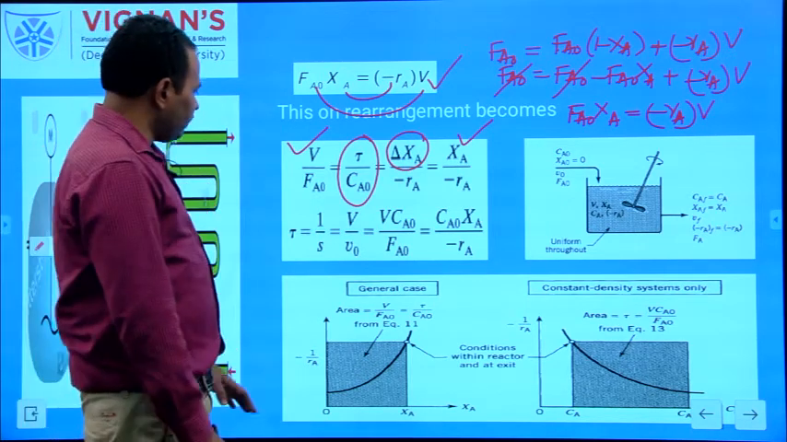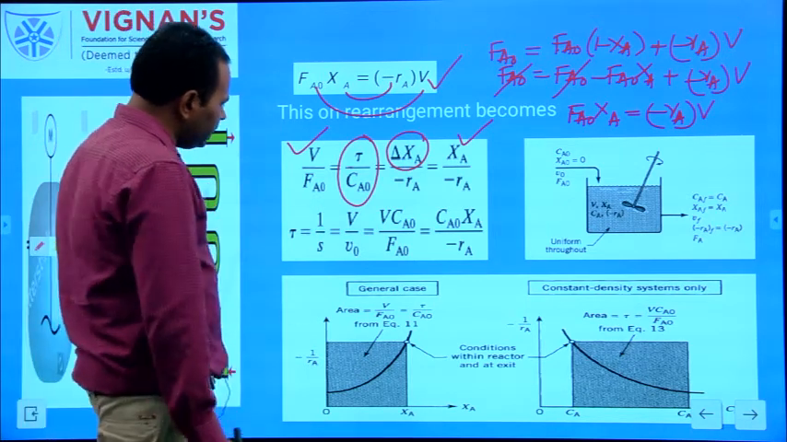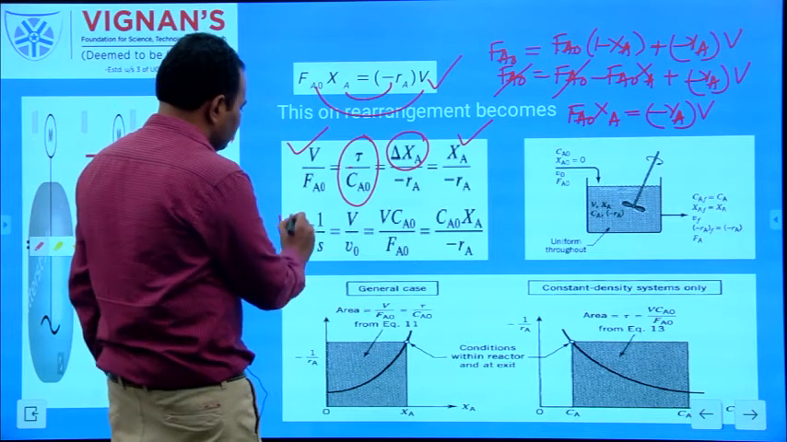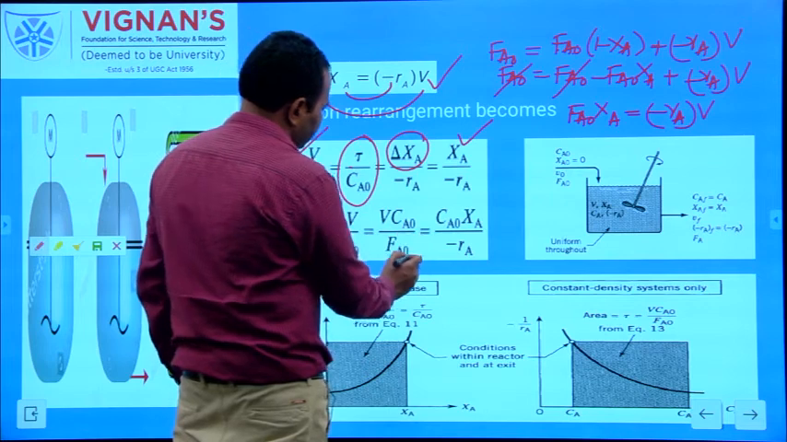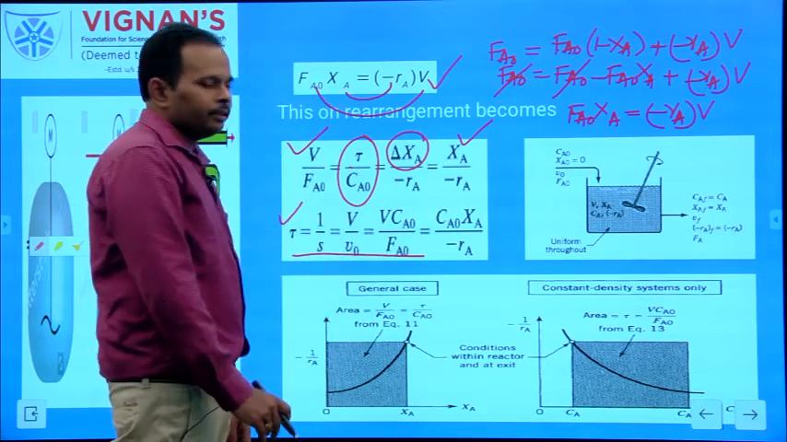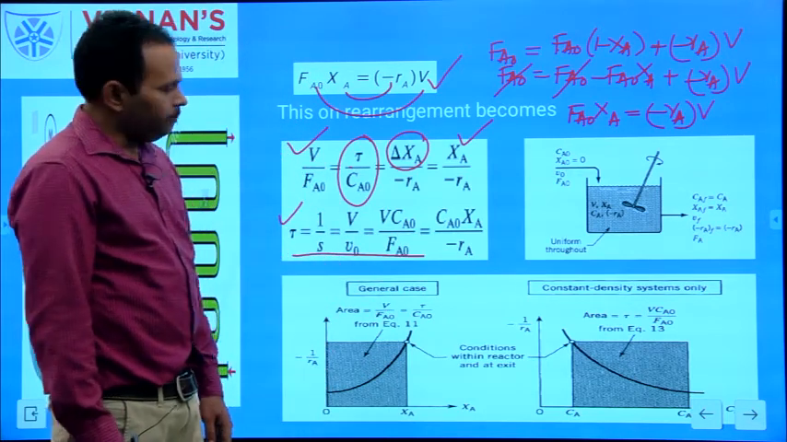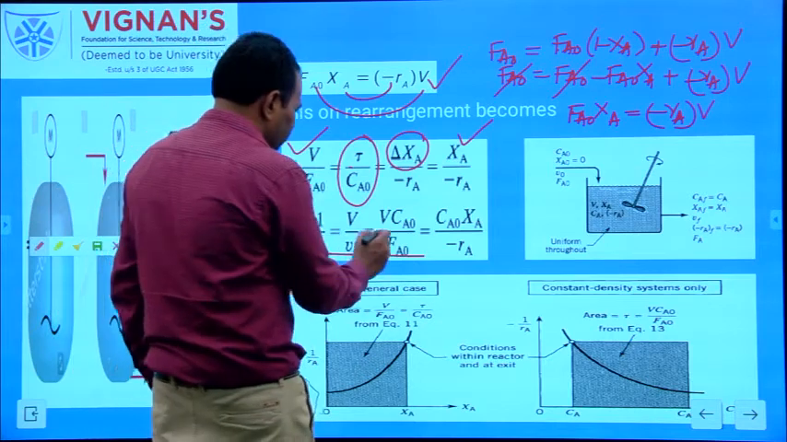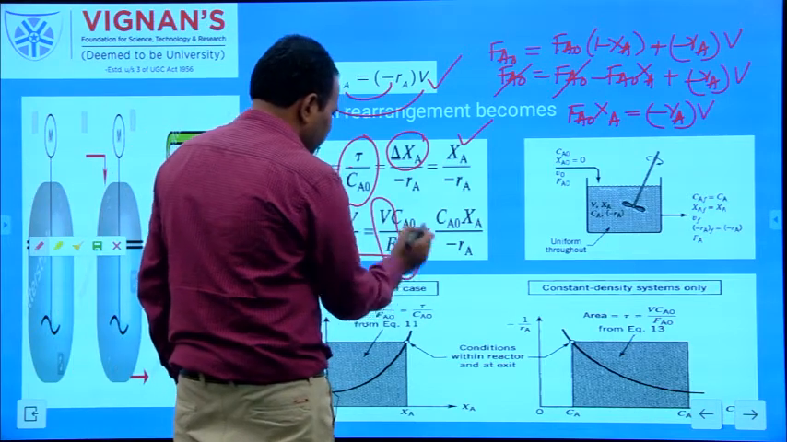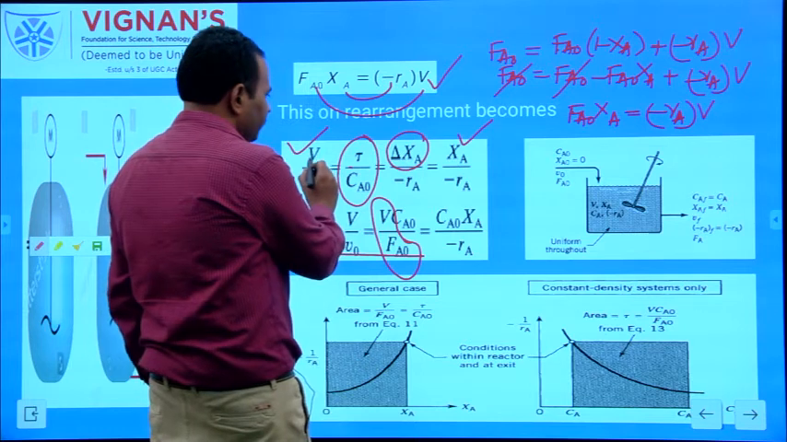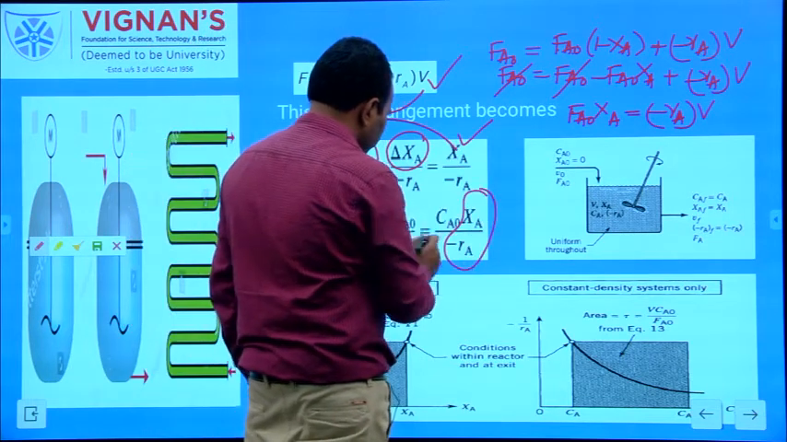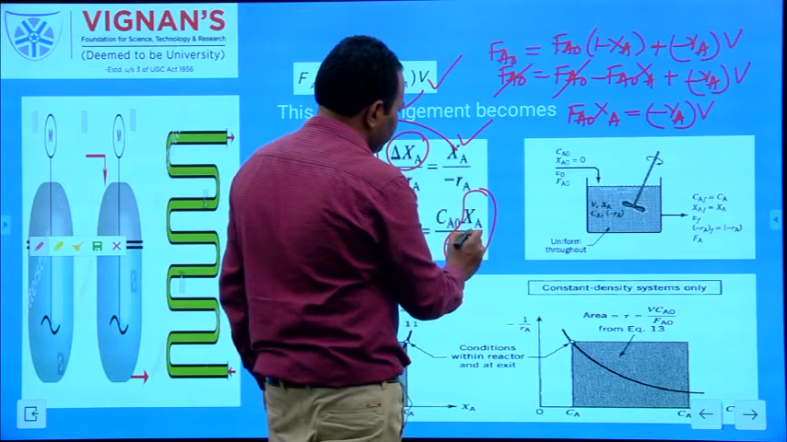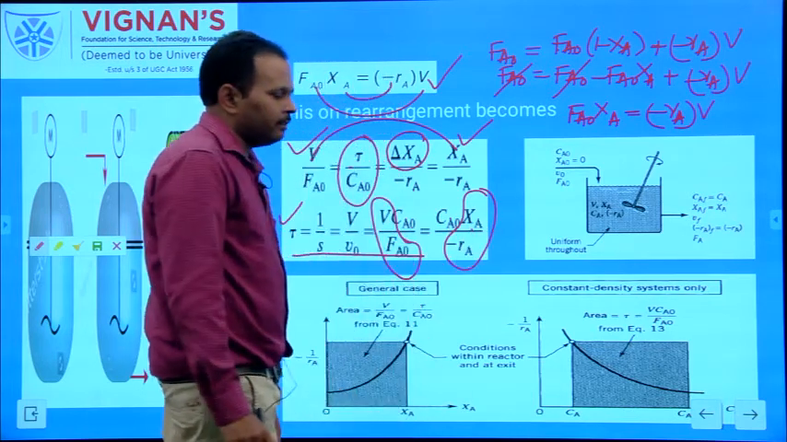Take the space-time definition again: tau is equal to 1 by s, which is V by nu naught, which is equal to V C_A0 by F_A0. This is from the definition of the space-time. And in place of V by F_A0, substitute from the MFR: V by F_A0 is equal to X_A by minus r_A. So C_A0 retains as is, and in place of V by F_A0, write X_A by minus r_A.